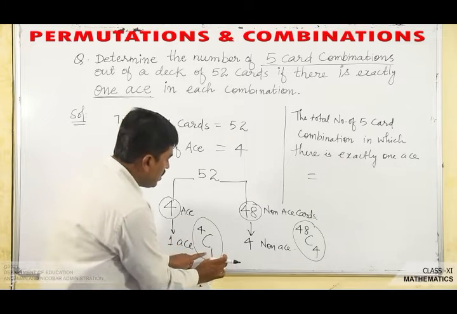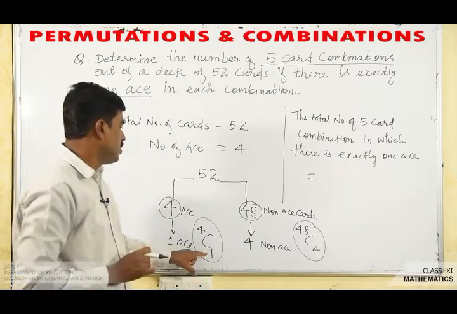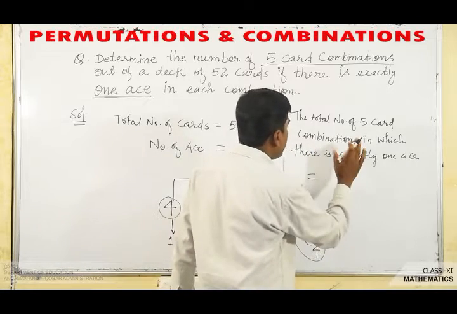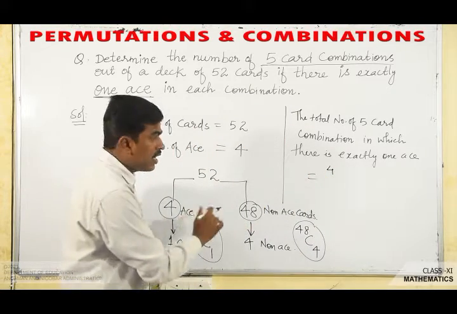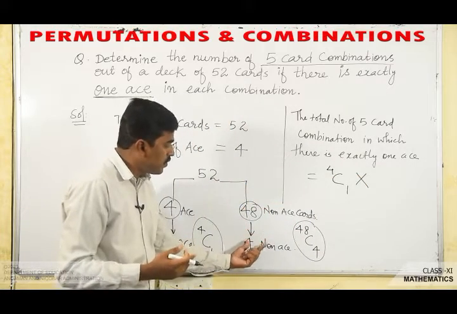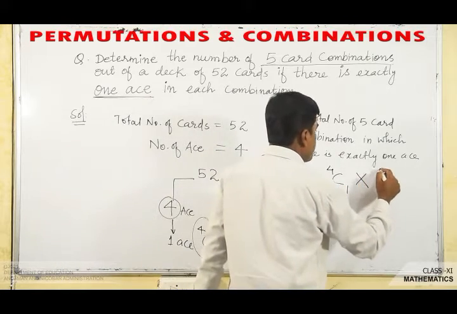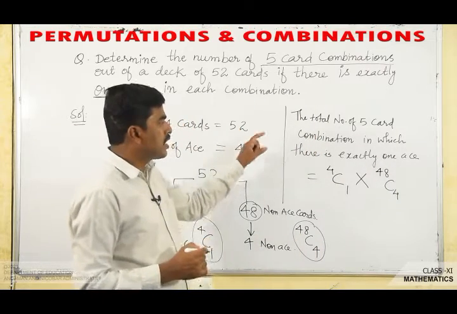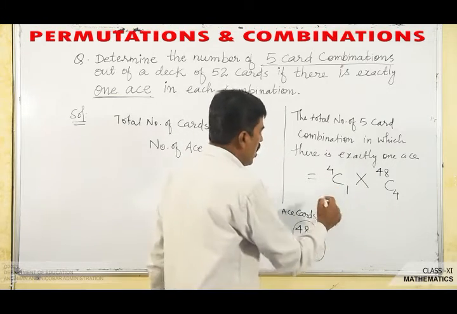Now totally how many cards are selected? 1 plus 4, that is 5 cards are selected. So by the fundamental principle of counting we will get the total number of 5 card combinations. First we select one ace card out of these 4 ace cards, so 4C1, into, that means we select 4 non-ace cards out of these 48 non-ace cards, so 48C4. So in this way the total number of 5 card combinations is 4C1 into 48C4.